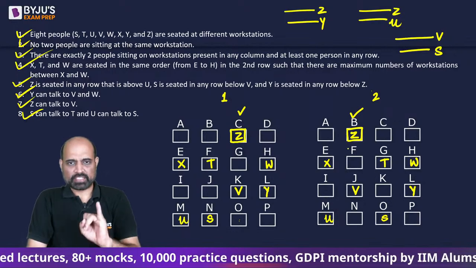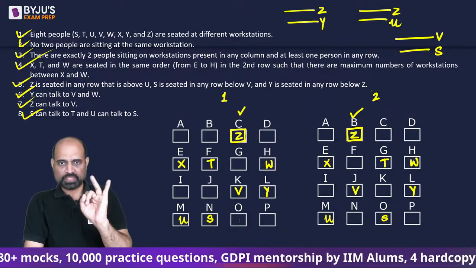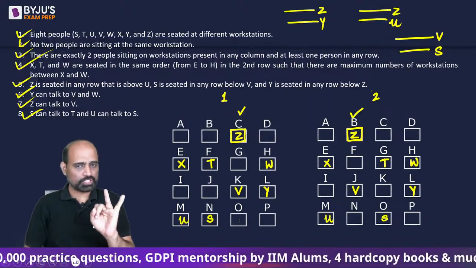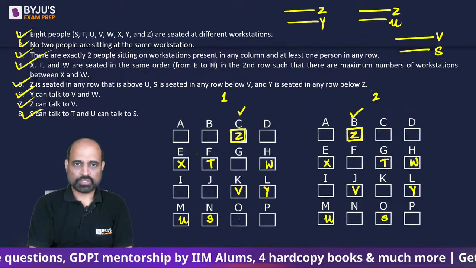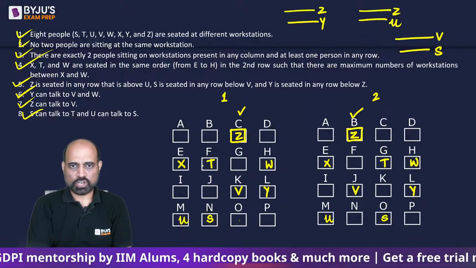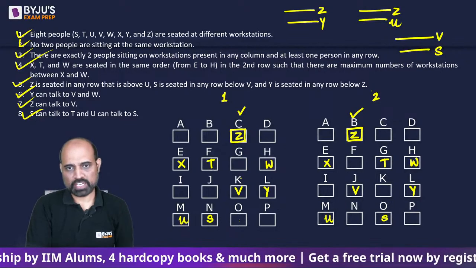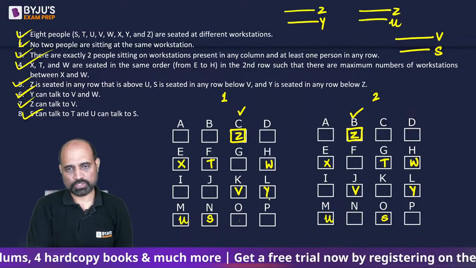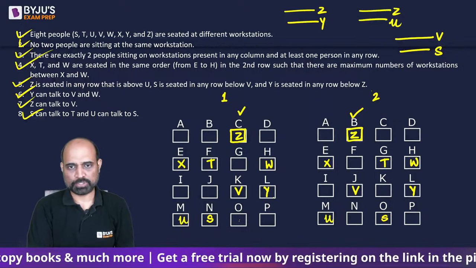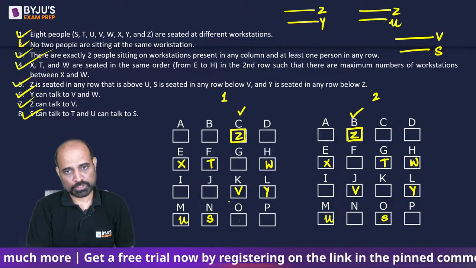Okay, एक एक करके देखते हैं. Z has only one guy to talk to. X has 1, 2 and 3 people to talk to. Right? T has got 1, 2, 3 people to talk to. V has got 1, 2 people to talk to. W has got 3 people to talk to. Y has got 2 people to talk to.